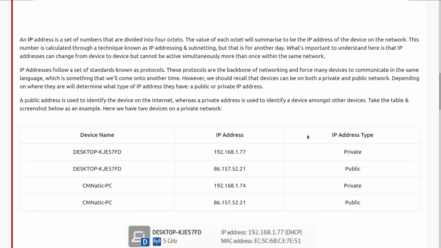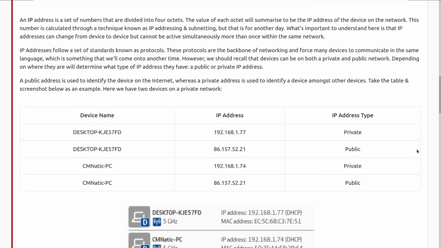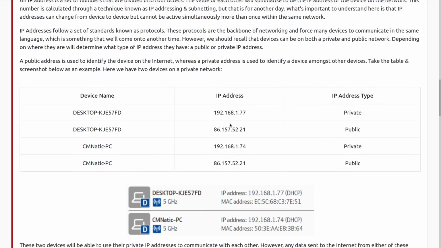A public address is used to identify the device on the internet, whereas a private address is used to identify a device amongst other devices. Think of this as home network versus anyone can talk to it on the internet, generally speaking. Take the table and screenshot below as an example. Here we have two devices on a private network, and we can see the private ranges right here. There are three private ranges predominantly, 192.168, and the last two octets can change, is a major one.